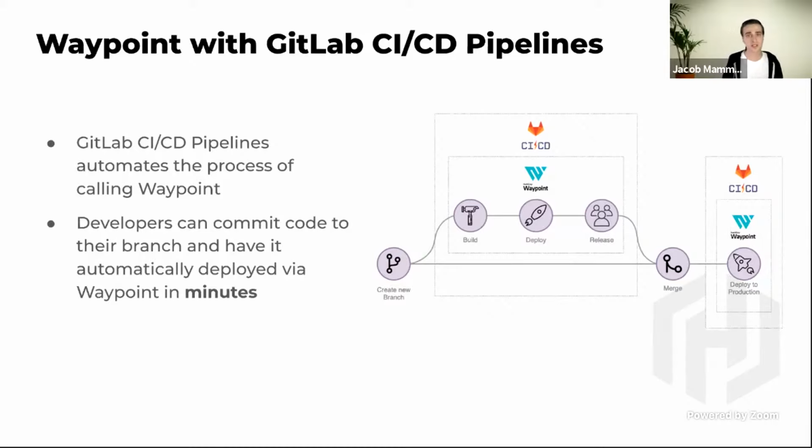So we can try and take this one step further, where how can we now wrap everything in a CI/CD pipeline to say, as soon as the developer pushes to a specific branch, the pipeline is going to trigger the Waypoint command to do that build, deploy, and release.